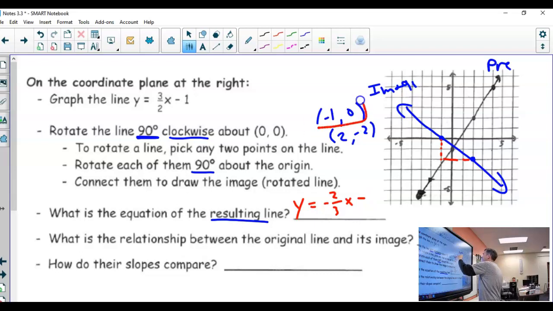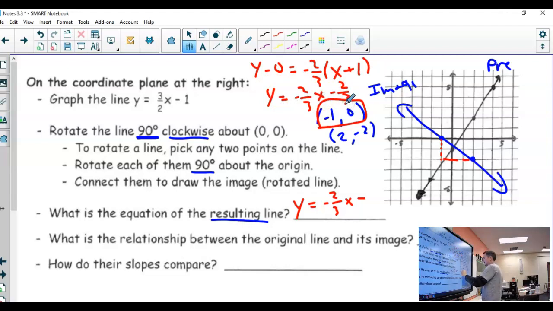I could say, let's take this point and go y minus 0 equals -2/3 times x plus 1. And I put it in point slope form. And wow, now if I just solve for y, it looks like the y-intercept was also -2/3, which looks about right, doesn't it? Isn't that point slope form handy? I think it is.